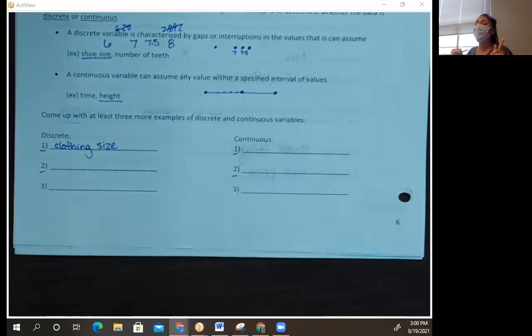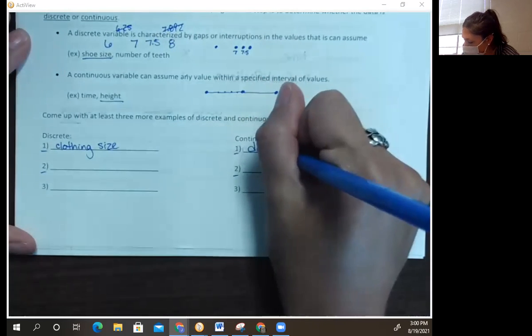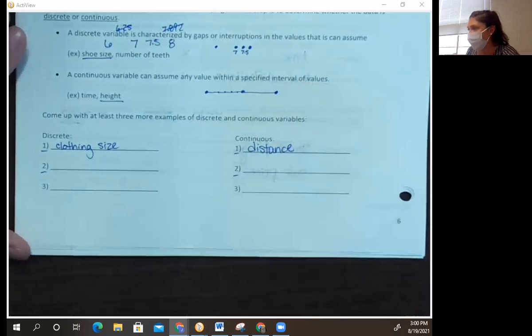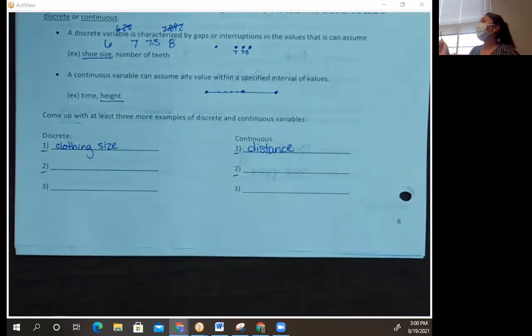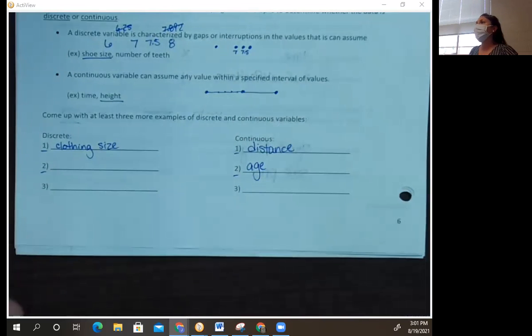Distance traveled, discrete or continuous? Continuous, yeah. Distance is continuous. What'd you say? Age, discrete or continuous? Continuous. Anybody ever ask a little kid their age? They tell you 4.5. Right? I'm 5 3/4. Right? Age we can count as a continuous variable.